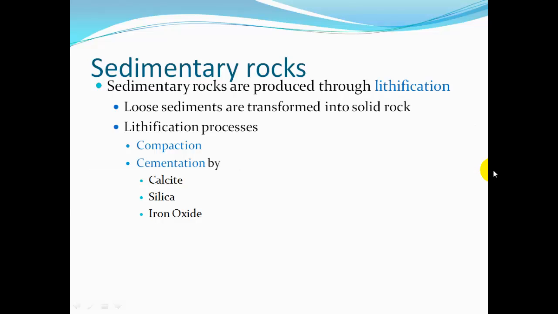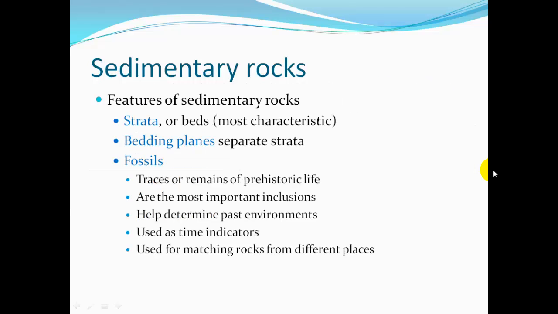Okay, loose sediments. Now how these sedimentary rocks form typically is through lithification. So loose sediments are transformed into solid rock. The lithification process includes compaction. The sediments get pushed together, compacted together, removing airspace. And then cementation, as fluid passes through, calcite and silica or iron oxide will precipitate out and form a cement that glues those particles together, forming a rock.